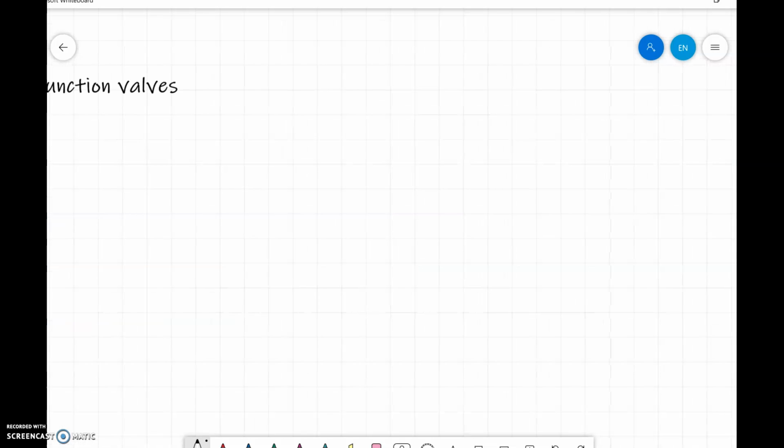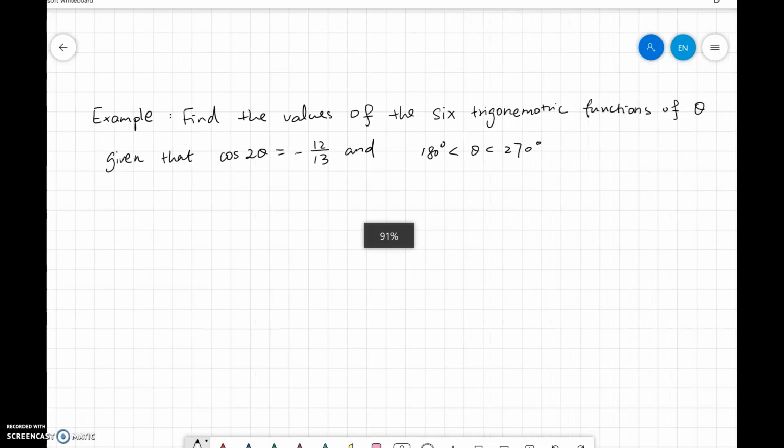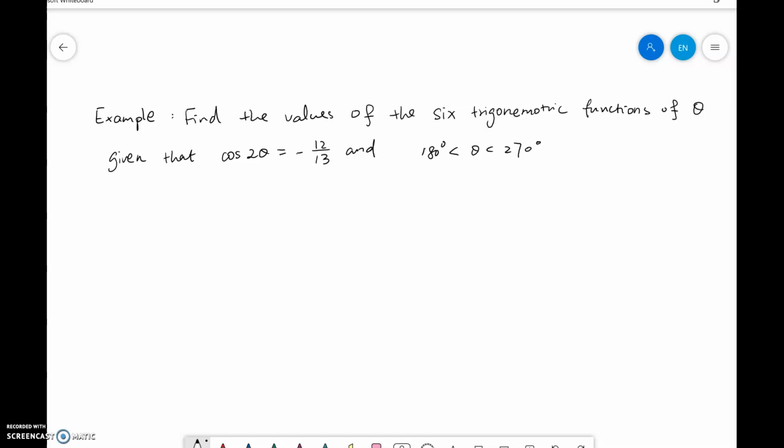So the example we have is we want to find the values of 6 trig functions, given that cosine of 2 theta equals negative 12 over 13, and theta is between 180 and 270 degrees. This one is different than the previous example. Since we have cosine of 2 theta, we cannot really use the Pythagorean identities. The only formula we can use is the double angle formula, and for it we have 3 options to choose from.